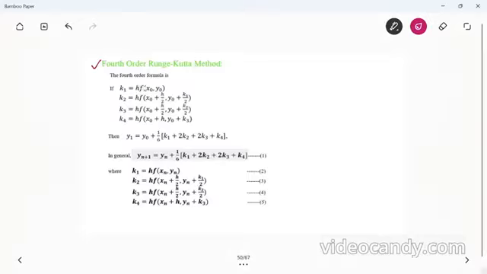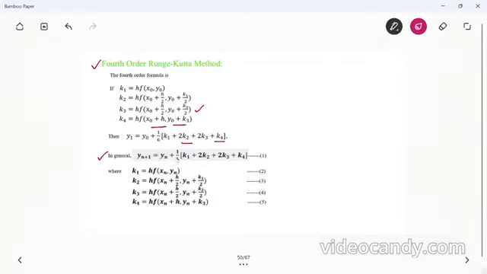Fourth order Runge-Kutta method. The fourth order formula has k1, k2, k3, k4. k1 is h f of x0, y0. k2 is h f of x0 plus h by 2, y0 plus k1 by 2. k3 is h f of x0 plus h by 2, y0 plus k2 by 2. k4 is h f of x0 plus h, y0 plus k3. Then y1 equals y0 plus 1 by 6 of k1 plus 2k2 plus 2k3 plus k4. Therefore, in general, yn plus 1 equals yn plus 1 by 6 of k1 plus 2k2 plus 2k3 plus k4.